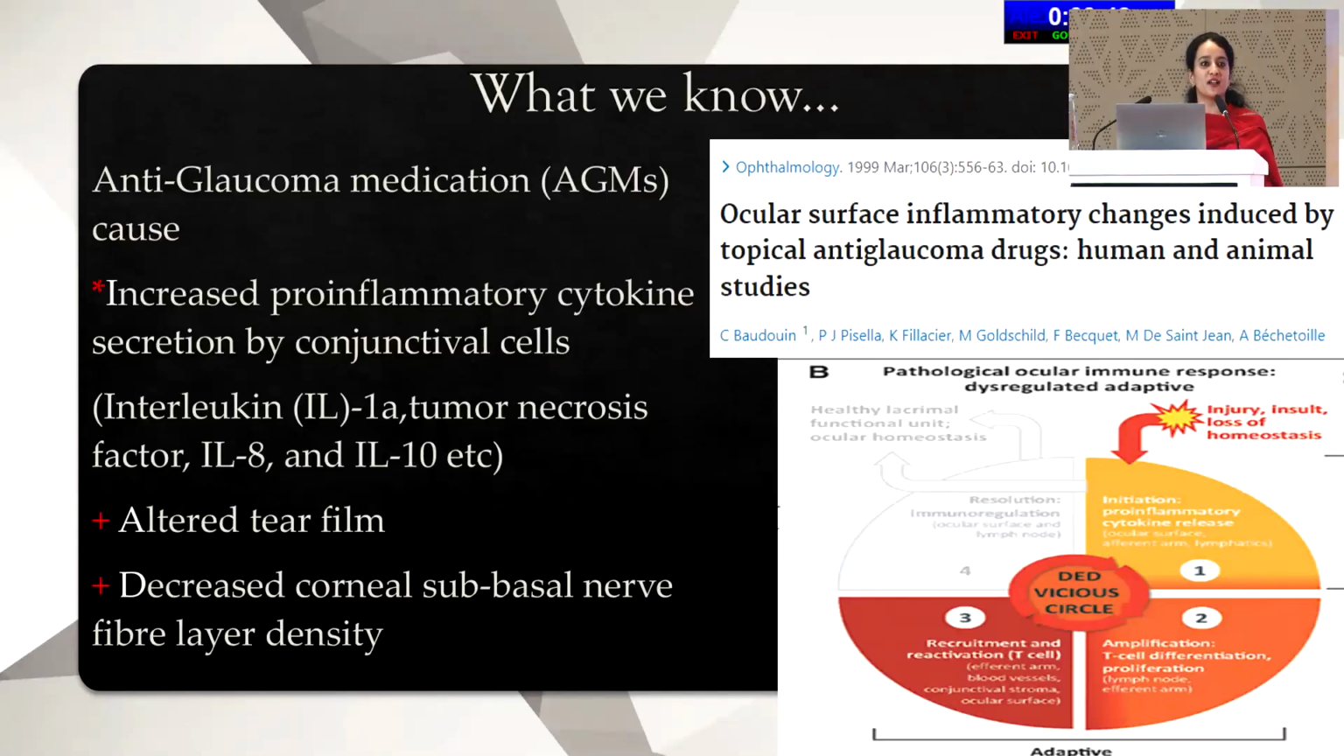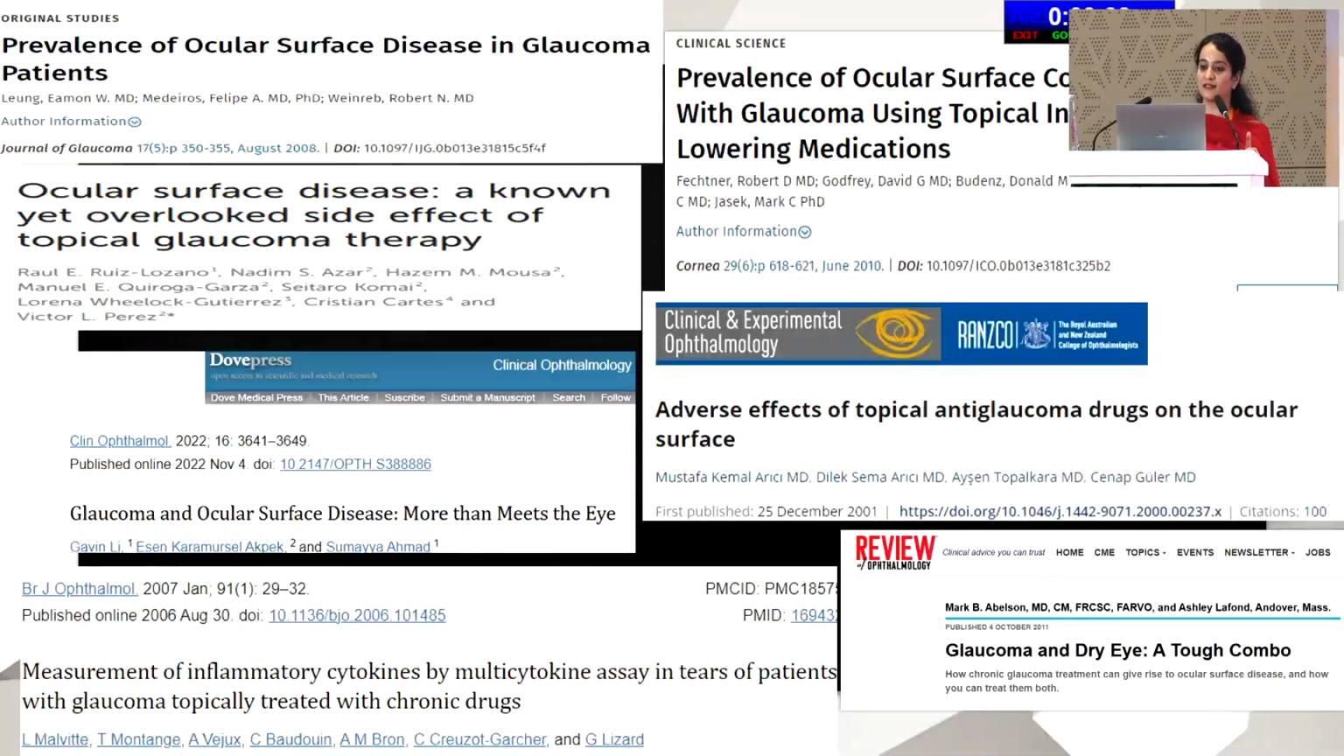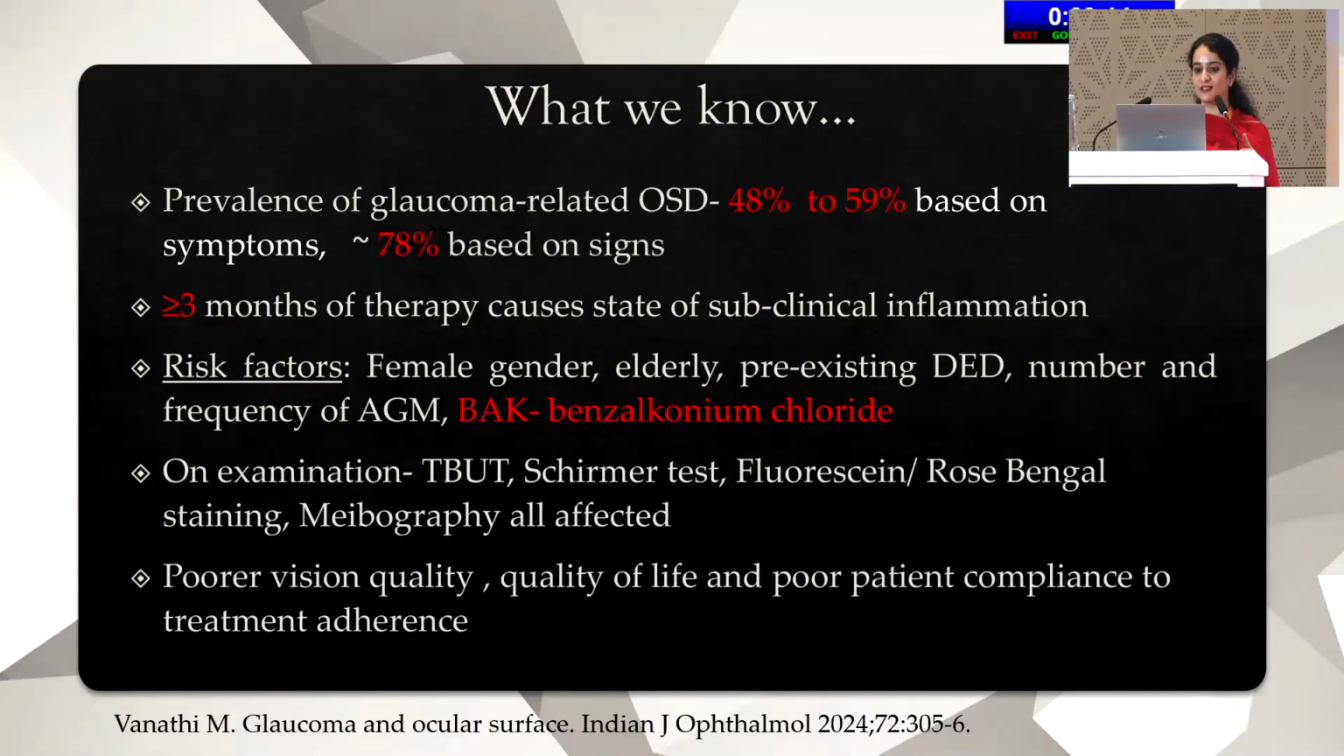So what we know so far is that anti-glaucoma medications cause increased pro-inflammatory cytokine secretion, interleukins, TNF factors, and other interleukins as well, alter the tear film, and also decrease the corneal subbasal nerve fiber layer density. A consequence of this is all related to ocular surface disease. You can see there are multiple studies that have studied the prevalence of OSD in glaucoma patients, also as an overlooked side effect of glaucoma treatment, and the measurement of the interleukins and cytokines in such patients.